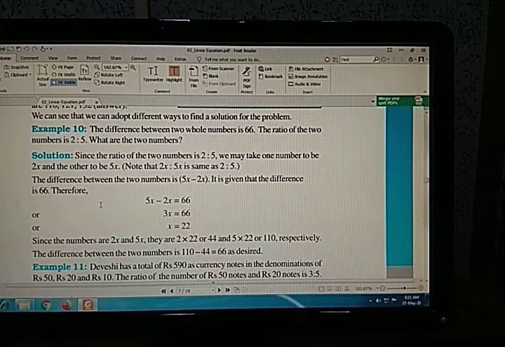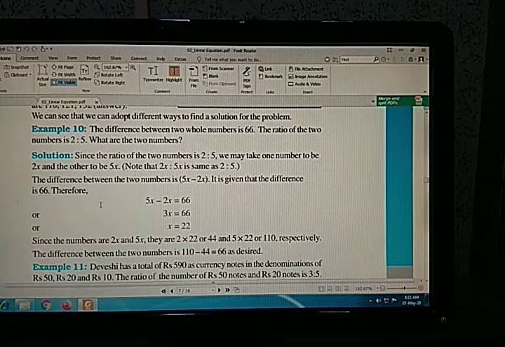And then the difference, as we all know, is 5x minus 2x. We cannot do 2x minus 5x; we will do 5x minus 2x. Their difference will be equal to 66 according to the question. Then just find the value of x. After finding the value of x, here we got 22. Then we have to multiply this 22 with 2, that will be 44, and with 5, that is 110.